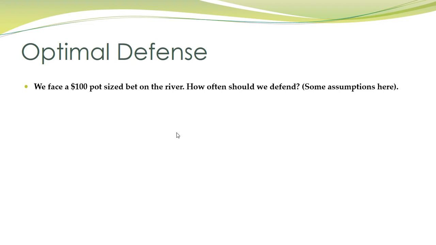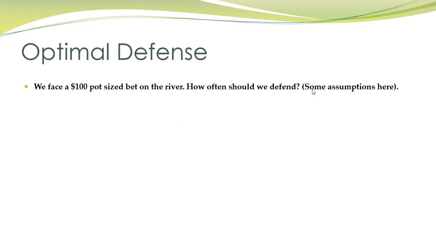Let's start with a basic question. We're on the river again. Remember, we said we're going to start off with river scenarios exclusively. We face a $100 pot size bet on the river. How often should we defend? So our opponent's shoving all in. We're the one defending now. He's betting pot size. How often should we defend?